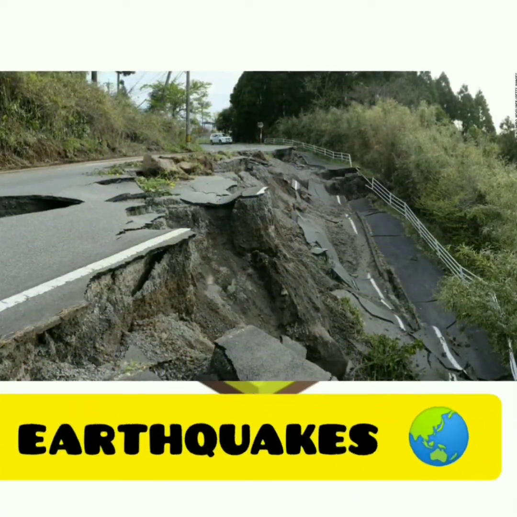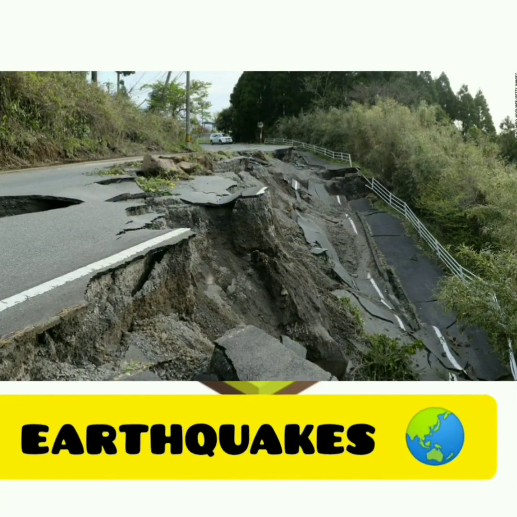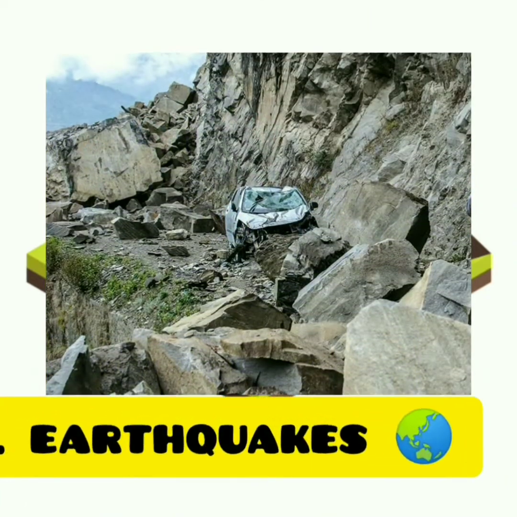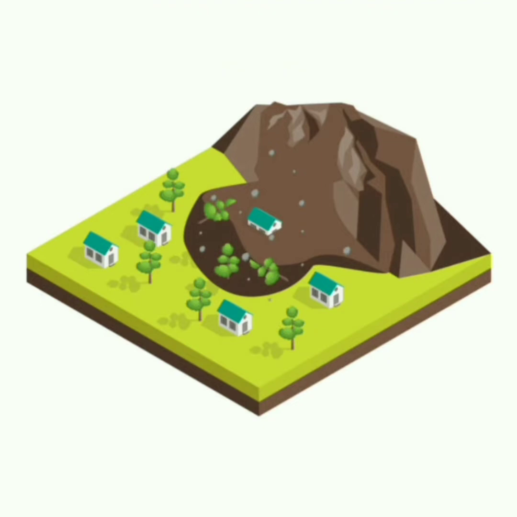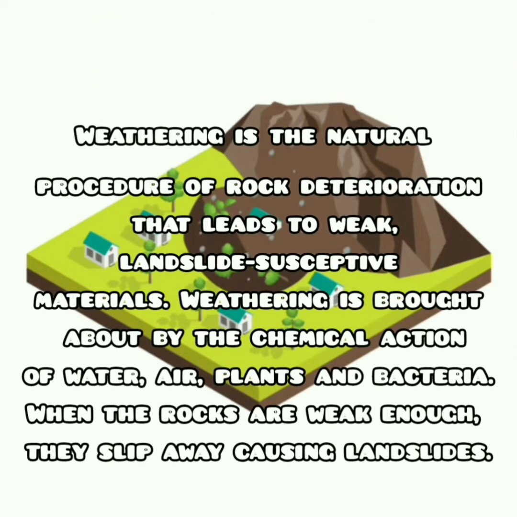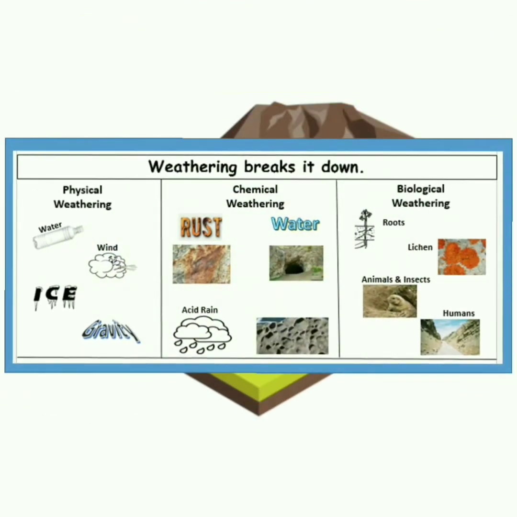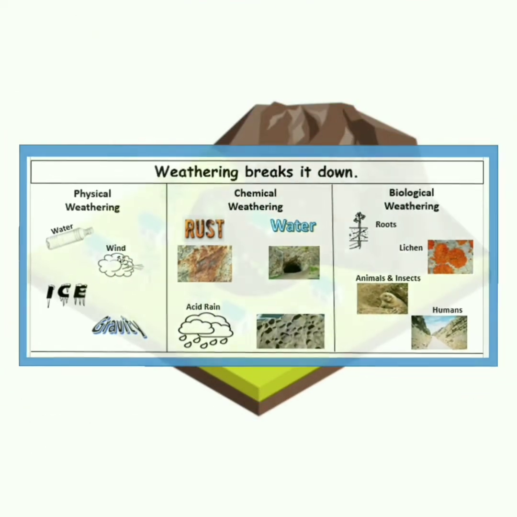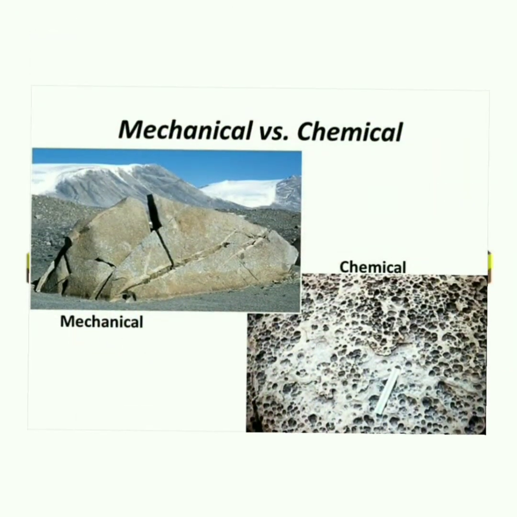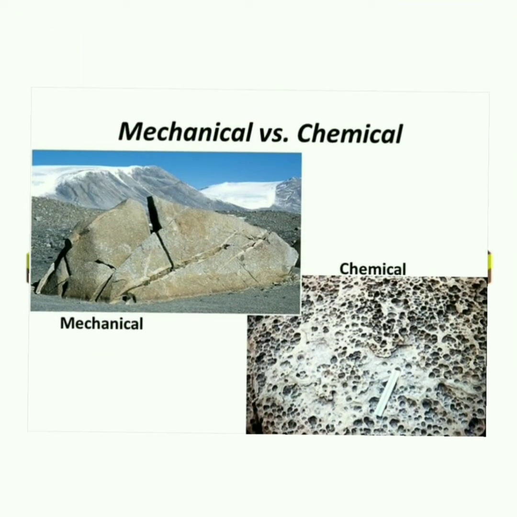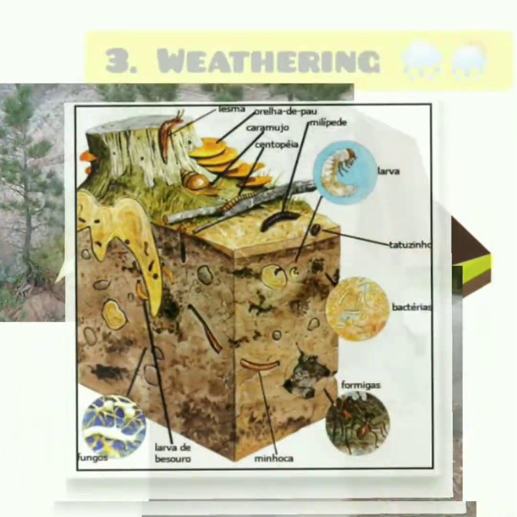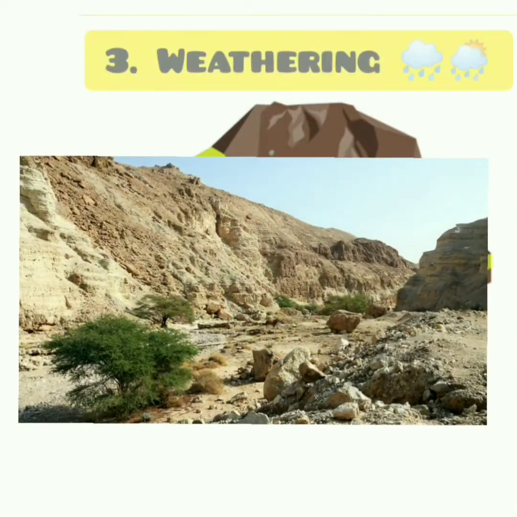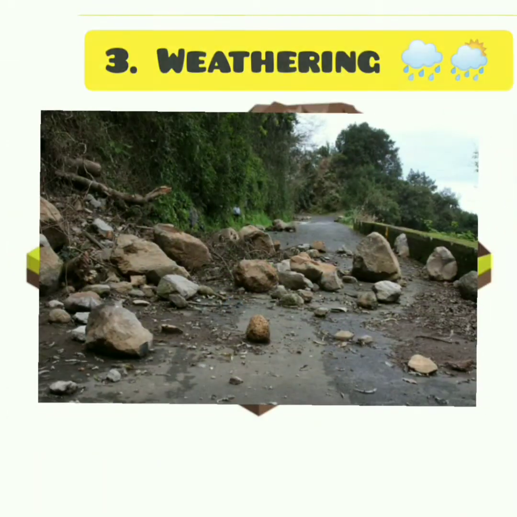And the debris flows instigated by earthquake could also cause mass soil movement. After that, the natural cause is weathering. Weathering is the natural procedure of rock deterioration that leads to weak, landslide-susceptible material. Weathering is brought about by the chemical action of water, air, plants, and bacteria. When the rocks are weak enough, they slip away, causing landslide.